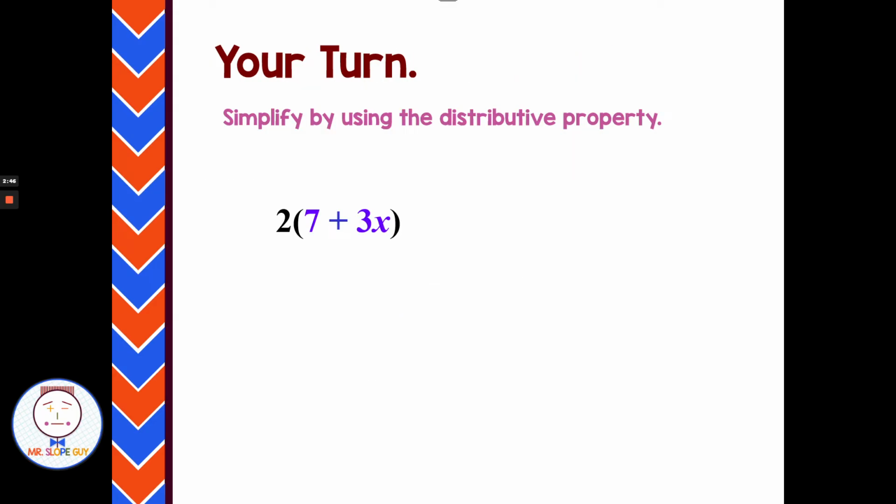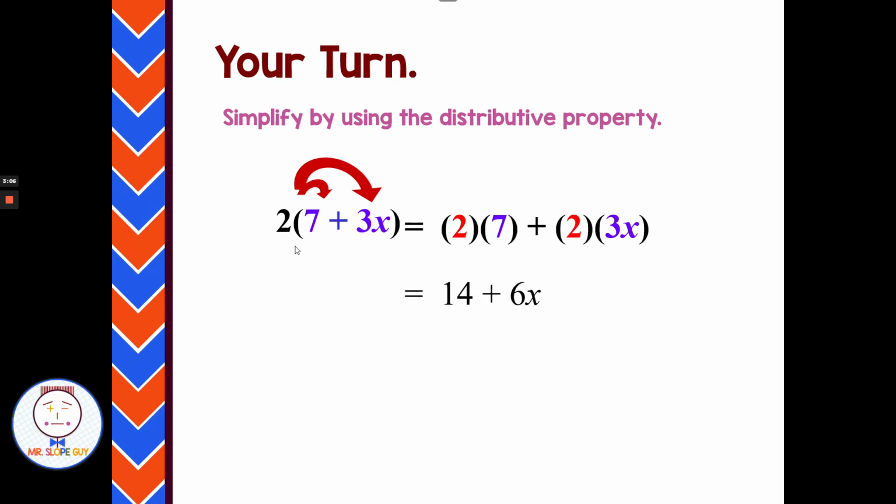All right, you guys pause the video here. Remove the parentheses by doing the distributive property. All right, welcome back. So if I draw my little arrows in, I get 2 times 7 and 3 times x. And probably won't write this all out like this. Most of this you could do in your head. You could do 2 times 7 is 14. 2 times 3x is 6x.